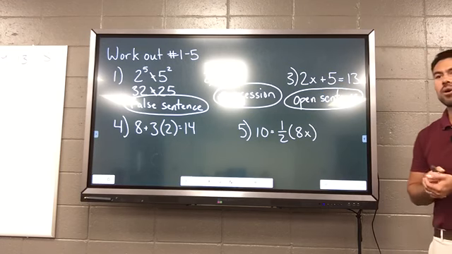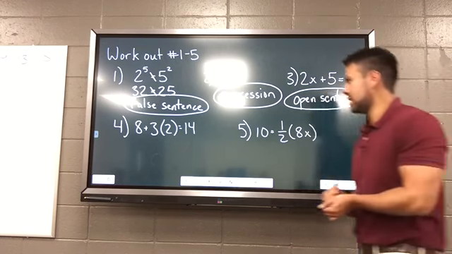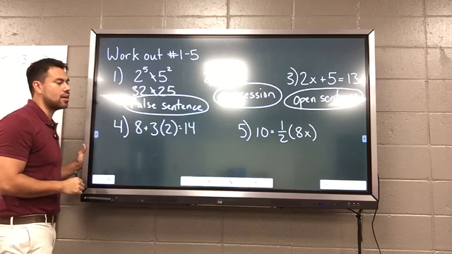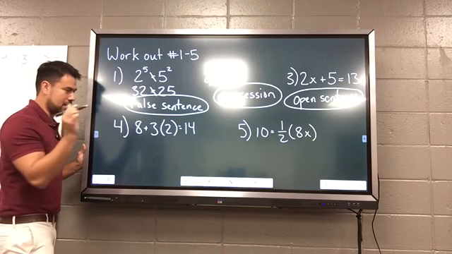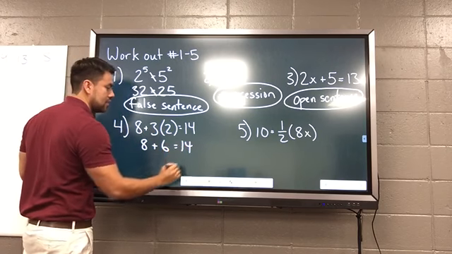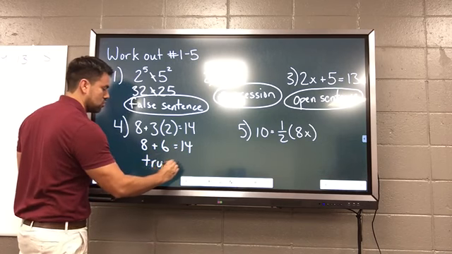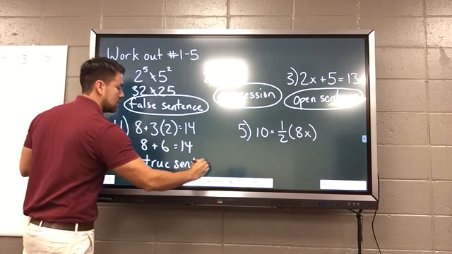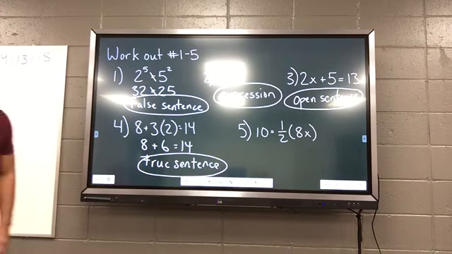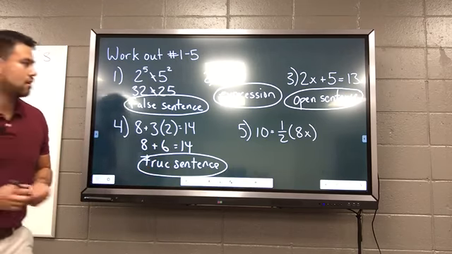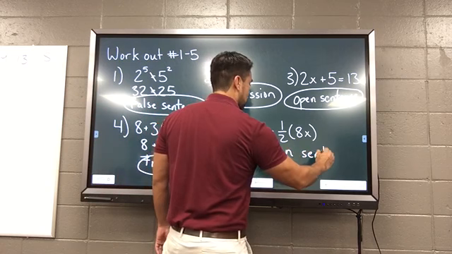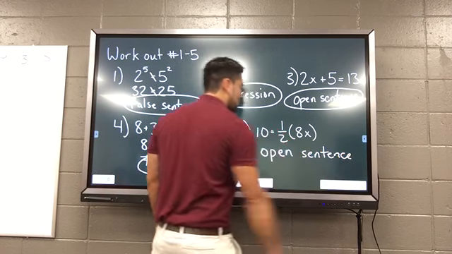Okay, number 4. Josie. True sentence. Okay, so it's not open, but is it true or false? So did you get 8 plus 6 equals 14? And that's true. So it's a true sentence. Good. And lastly, Jake, what is number 5? Open sentence. Yep, has a variable. So you can't determine whether it's true or false.